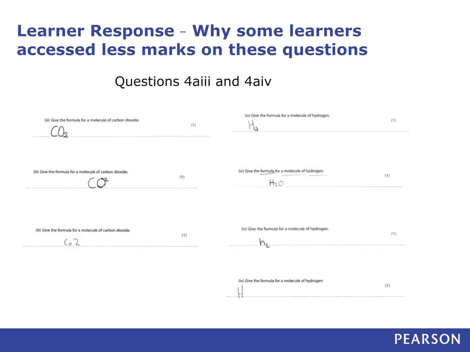The majority of learners lost marks, as they thought that the 2 should be superscript rather than subscript, as in the second example. Other learners seemed to be lazy in the way in which they wrote the formula, as shown in the third example for carbon dioxide.